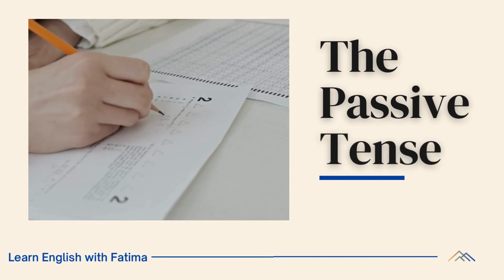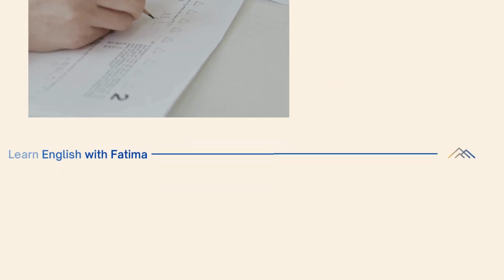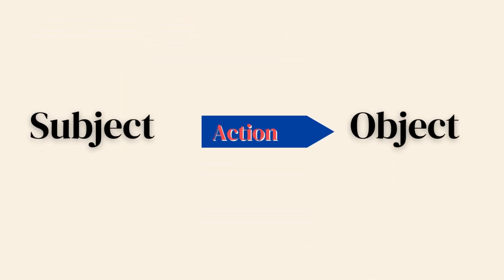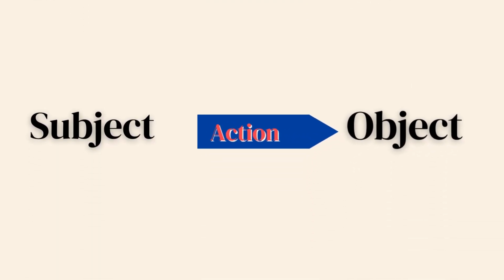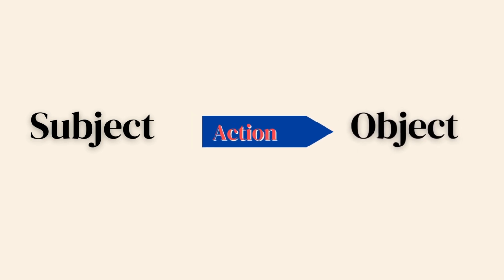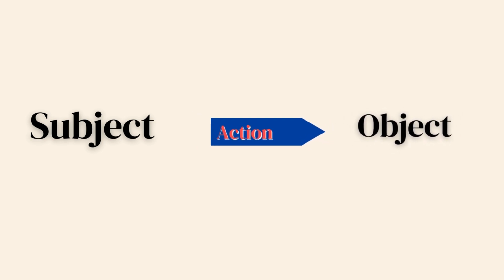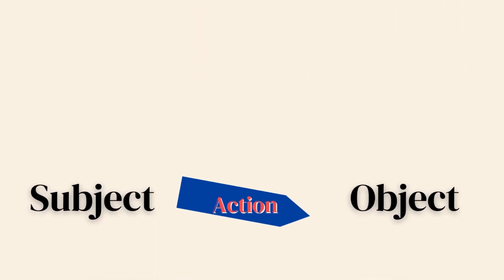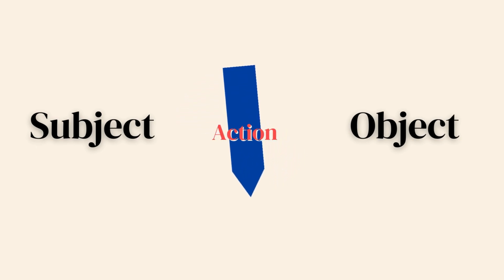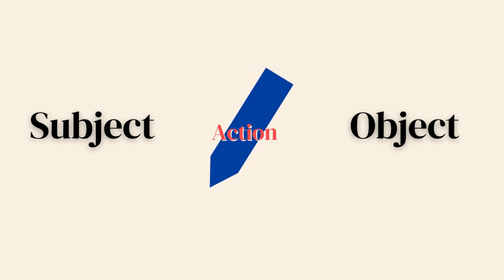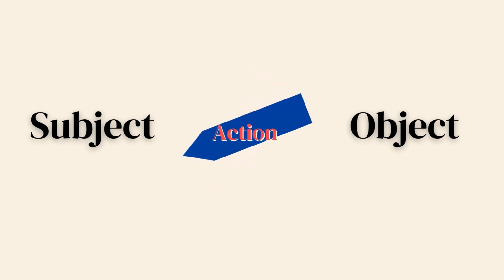Today, I'm going to teach you about the passive tense. Most of the time in English, the subject performs or does the action and the object receives it. Sometimes we want to emphasize or highlight the object and the action more than the subject. This is when we use the passive tense, a tense that switches the direction of the action. Let's learn how that works.